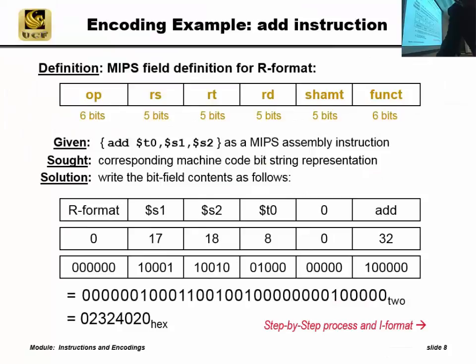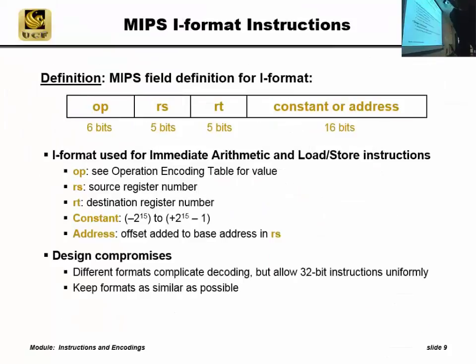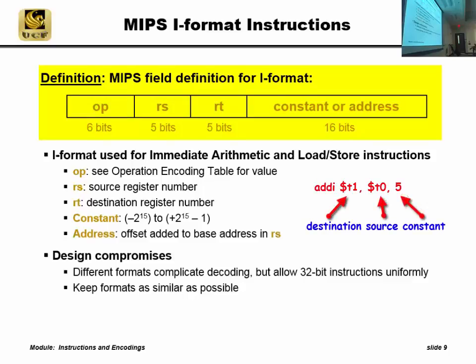Of course, we want to know how it works so we can design it, but we're getting there. Let's try another instruction format, immediate mode. This is the I format. How many registers do you have? How many operands do you have in an immediate mode? You have one destination, one source, and a constant.